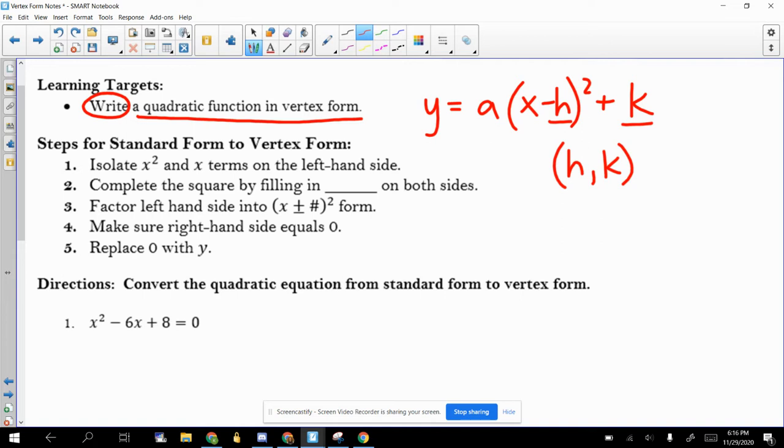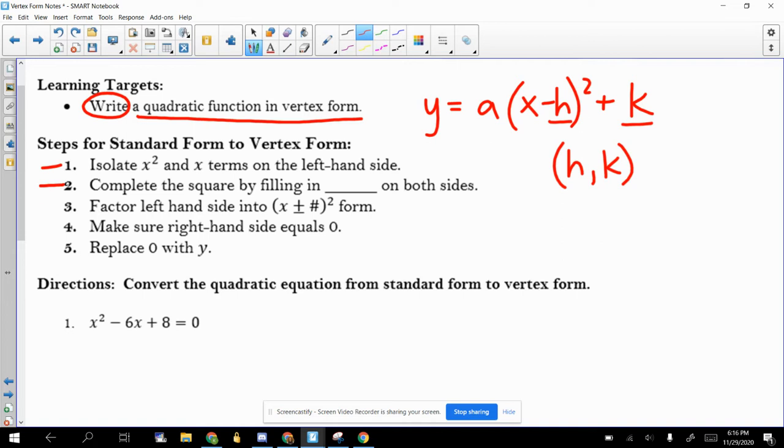Okay, so first thing, it says steps for standard form to vertex form. So again, remember standard form is this ax squared plus bx plus c. And basically we're moving it into this form. So that's the main goal for today. Okay. So here the steps are very similar to solving by completing the square. So as you can see here, we are going to isolate the x squared and x terms on the left-hand side. So that means, again, you're going to kick out the constant. Then you're going to complete the square. So that solving skill is important.